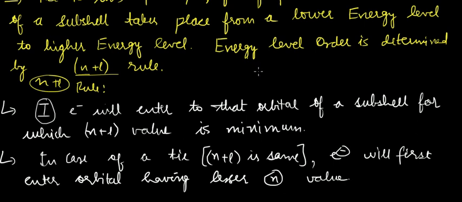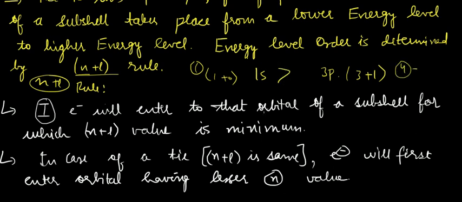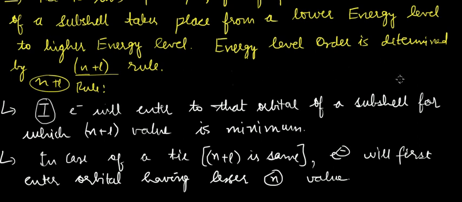Let's say we have 1s and 3p. Then the n plus l value for 1s is 1 plus 0, and for 3p it is 3 plus 1. So the n plus l value for this is 1 and for this is 4. So obviously 1s would be given higher priority as far as electron filling is concerned over 3p. This was just an example. I am erasing it for the sake of clarity.